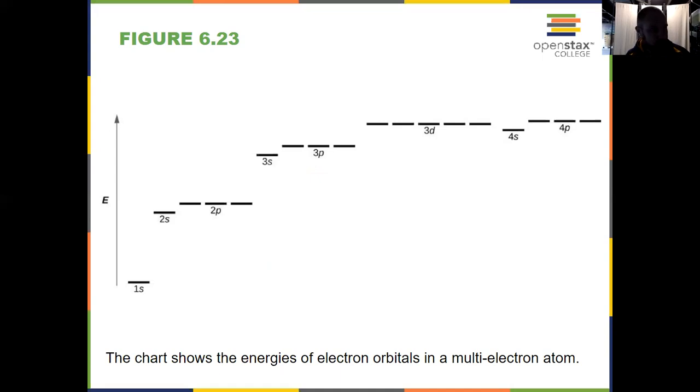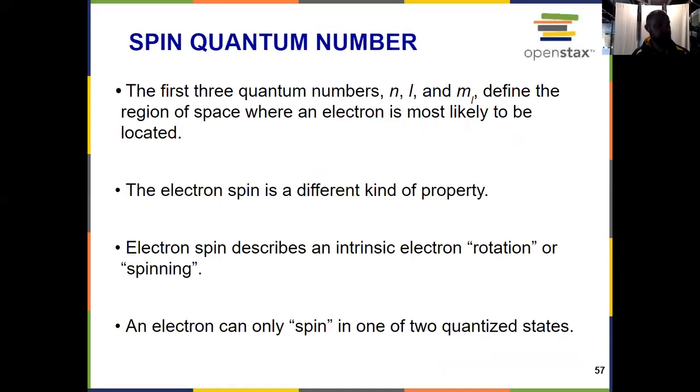So how about our fourth quantum number? The first three quantum numbers are what we are using to describe the orbitals specifically, these three-dimensional regions of probability in space. But the electron spin is described by the spin quantum number, and that's a little bit of a different kind of property. What it describes, in a little bit of an oversimplification, is how the electron rotates or spins within the orbital itself. And an electron can only spin in one of two quantized states. That's it. It can only do it one of two ways.